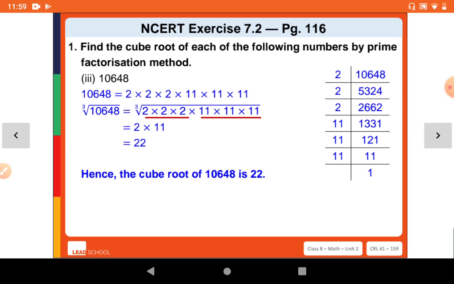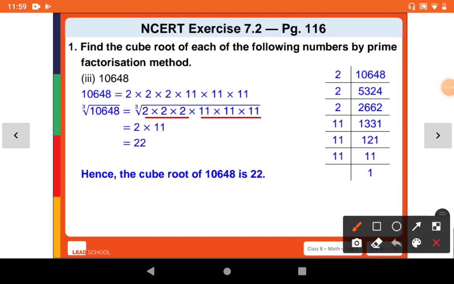I hope all of you have tried. If there is any error, you can correct it, but if it is right, then very good. The same method has been followed. First, prime factorization has been done. Then we have written the number as a product of prime numbers and then we have put the cube root. After that, we have taken out one member from each triplet and hence, multiplying, we have got the cube root of the given number.